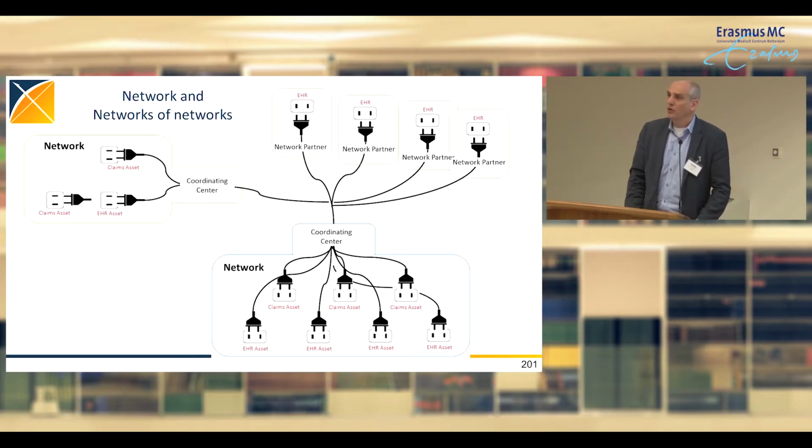And then we can have a network. This is what we are sitting here for. And we can have networks of networks, right? So this could be Eden. This could be another network. Could be individual institutions who don't want to be in a network because they want to do what they want to do. It actually doesn't matter.